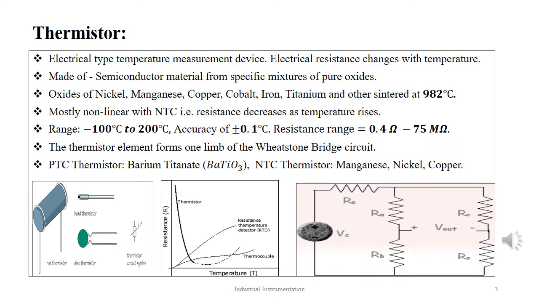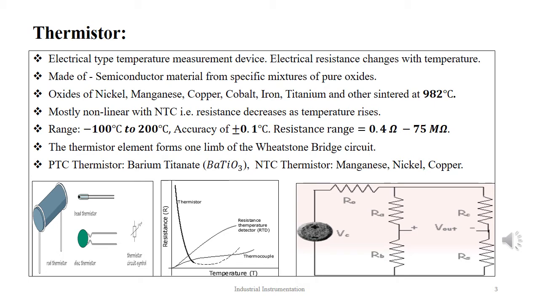The thermistor is the third type of electrical temperature sensor after RTDs and thermocouple, and they are thermally sensitive resistors and they exhibit large, predictable and precise changes in electrical resistance when subject to a change in temperature.